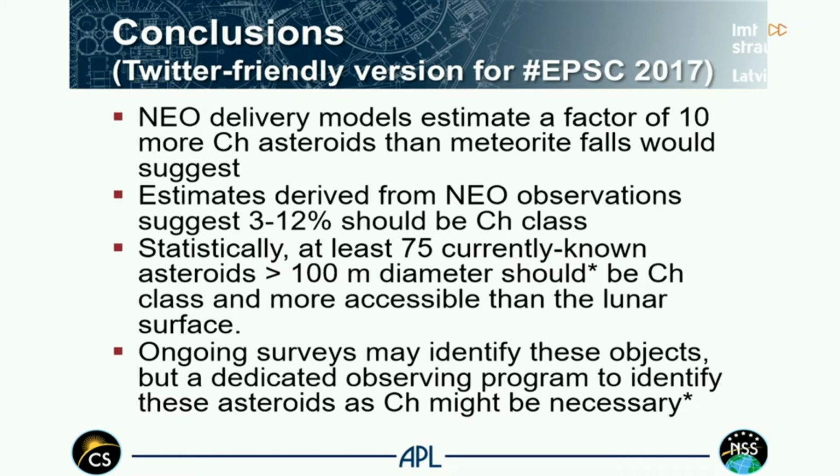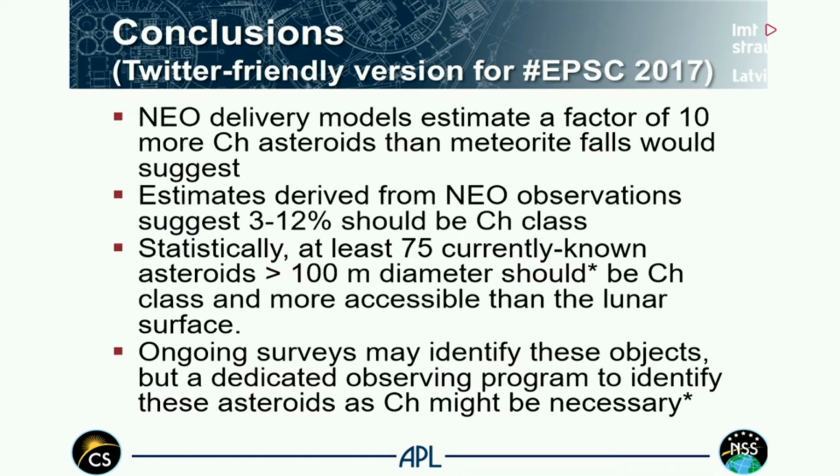NEO delivery models suggest that maybe there's a factor of 10 discrepancy between the number of hydrated or CH-type asteroids and what meteorite falls would suggest. We think, at least simple-mindedly, that as much as 12% of NEOs should be in this CH class. Statistically speaking, at least 75 currently known asteroids of 100-meter diameter should be both CH class and more accessible than the lunar surface. Put an asterisk there, because "should" is kind of a funny word to use, and there's a lot hidden under the hood.